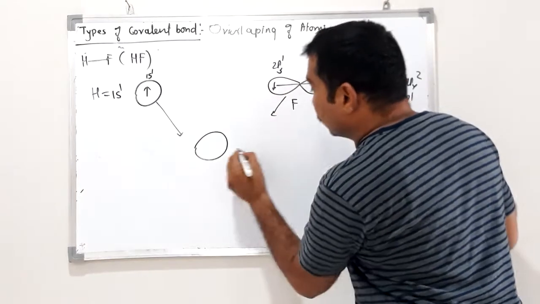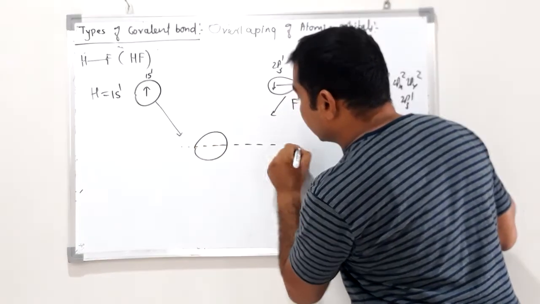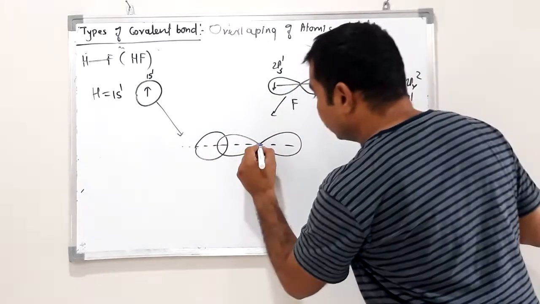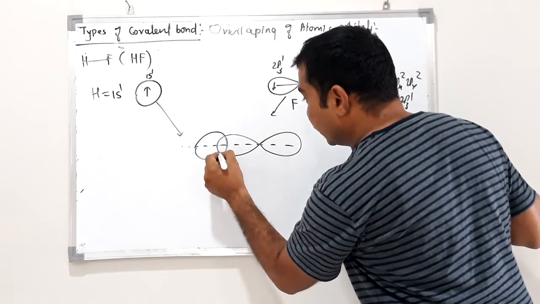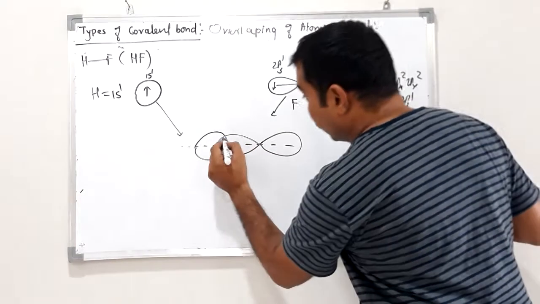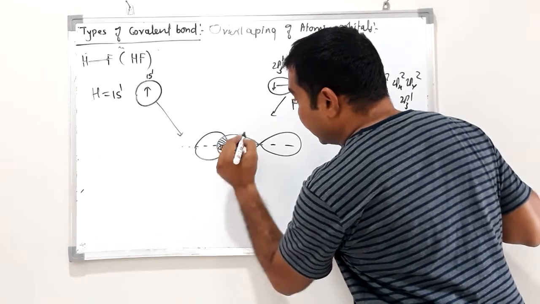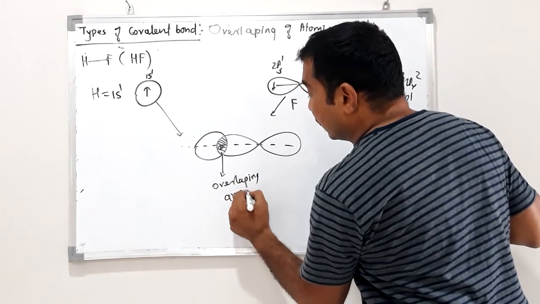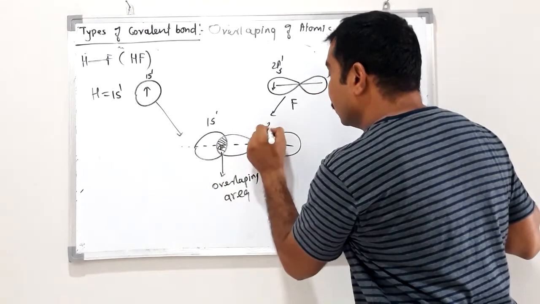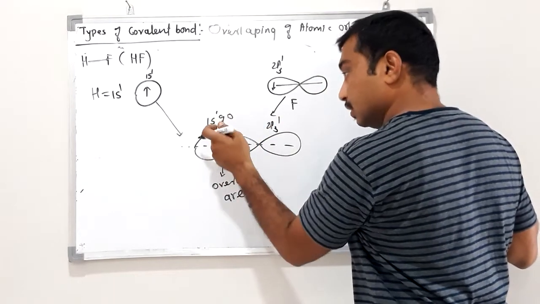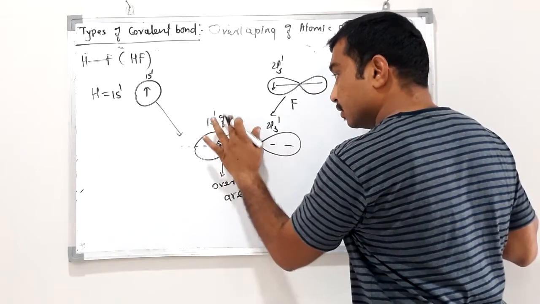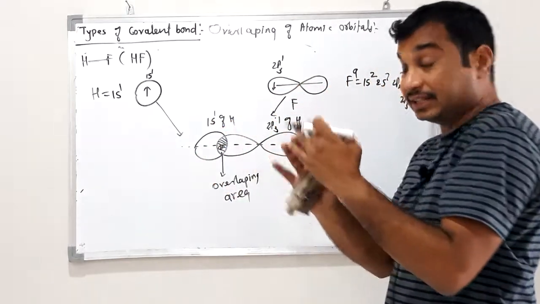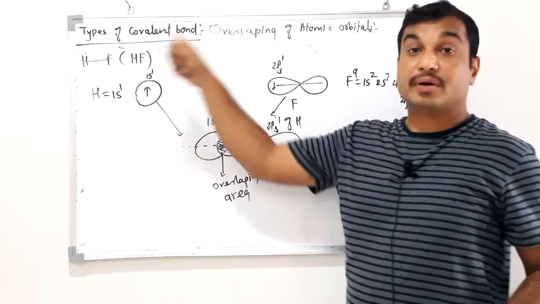So, this orbital and this orbital, this is the axis, like this, and this is the common area, the area of overlapping, and the electrons are present here. So this is the 1s1 orbital of hydrogen and the 2pz1 orbital of fluorine. Overlapping takes place and the HF bond will form.